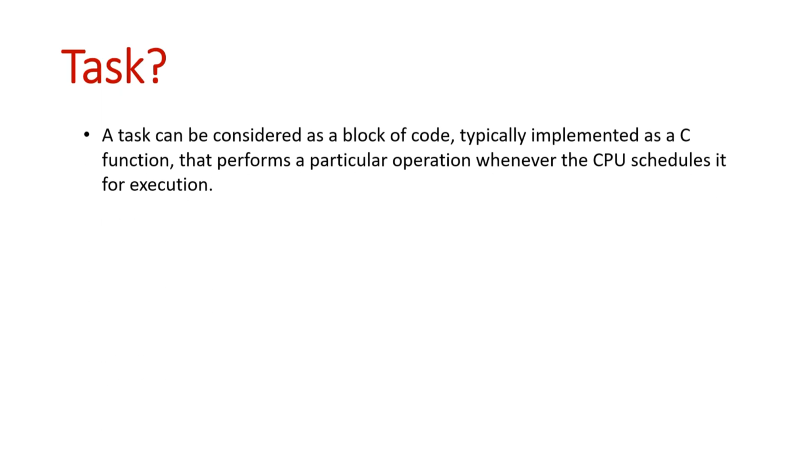First, let's see. A task can be considered as a block of code, typically implemented as a C function, that performs a particular operation whenever the CPU schedules it for execution. Simply remember, a task is nothing but a C function which can be scheduled, and that scheduled function will run only when its time comes. Which means for every function there is a time. Whenever the time comes, only then does our CPU schedule that function and execute the code present in that function.